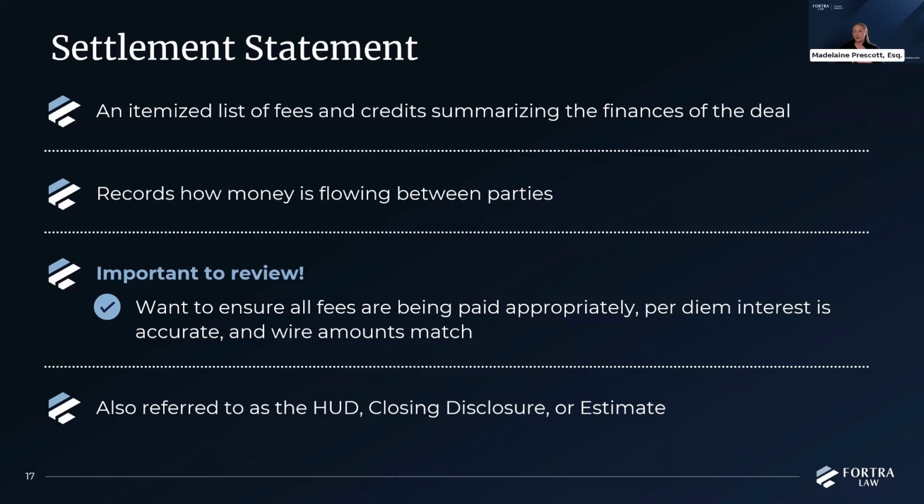Another really common issue that we see with this is the per diem interest is not always accurate. Sometimes closing gets pushed a day, so you need to go in and adjust this to take off a day of per diem interest. Or it wasn't calculated quite right. The number of days wasn't calculated quite right. So you want to make sure per diem interest is accurate so that you're being paid or, conversely, the borrower's not paying too much interest. That can be a big problem as well.